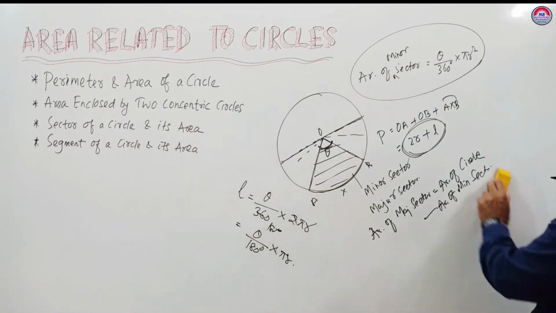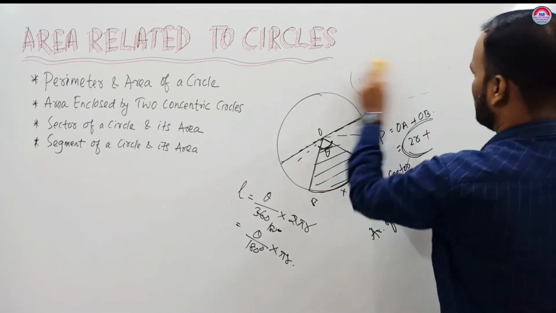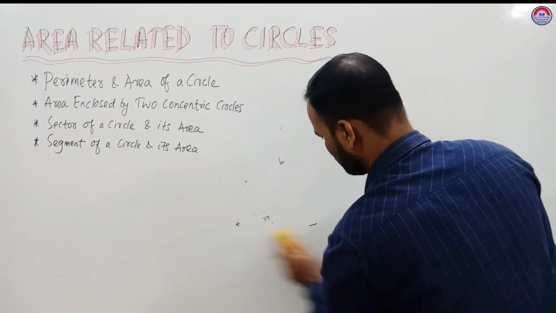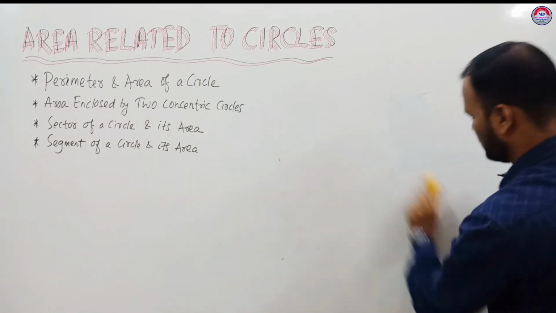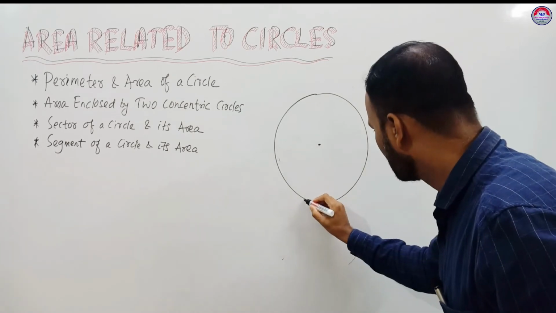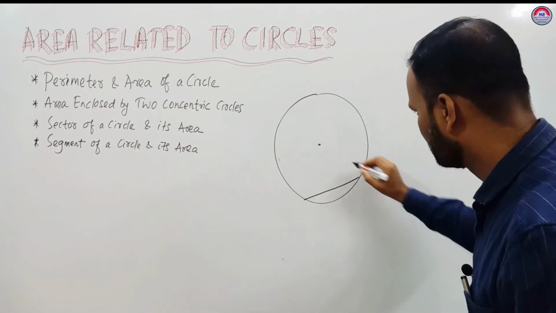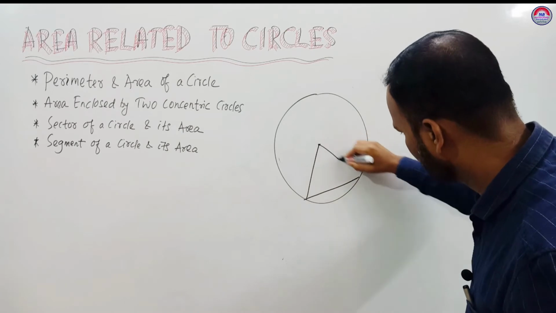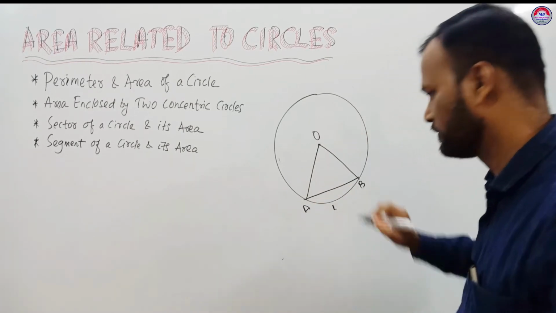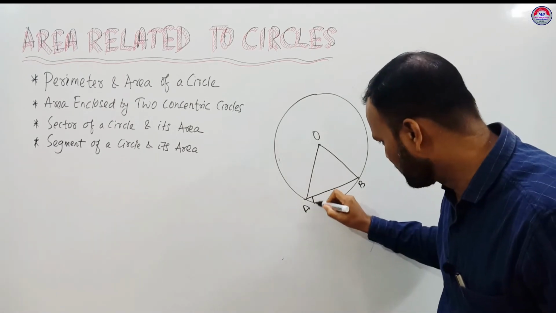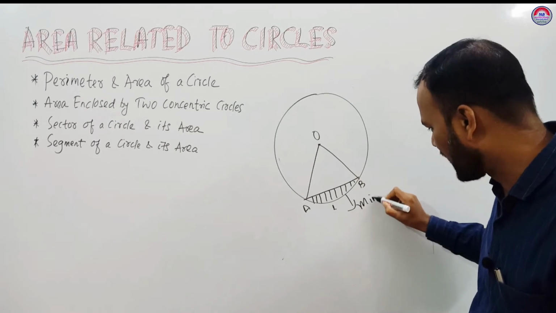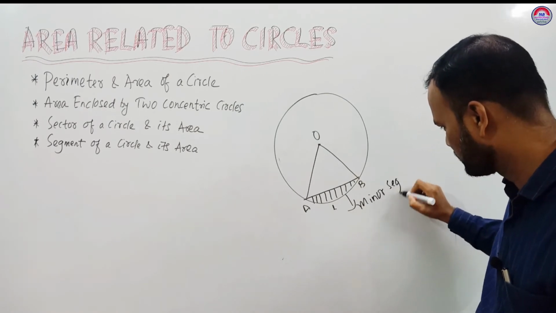Then we come to the segment. What is a segment? A segment is the portion of a circle bounded by a chord and an arc. You see here, it's a circle. This one is called the arc. First join this one. Let the center be A, this point B, and the arc is L. So the segment portion is this one, and this portion is called the minor segment.